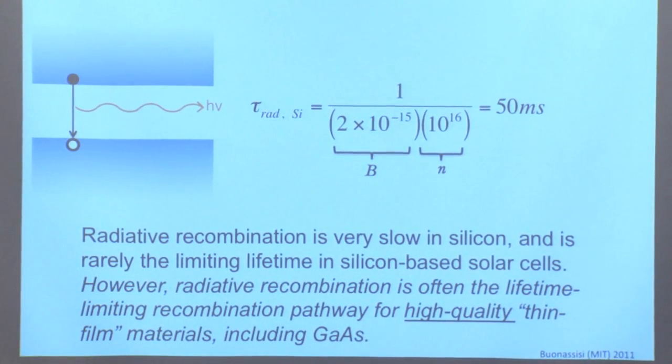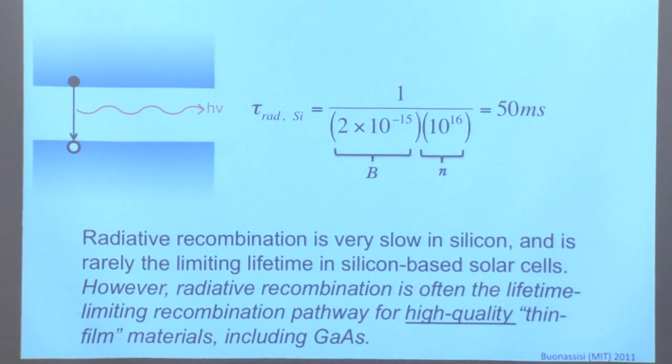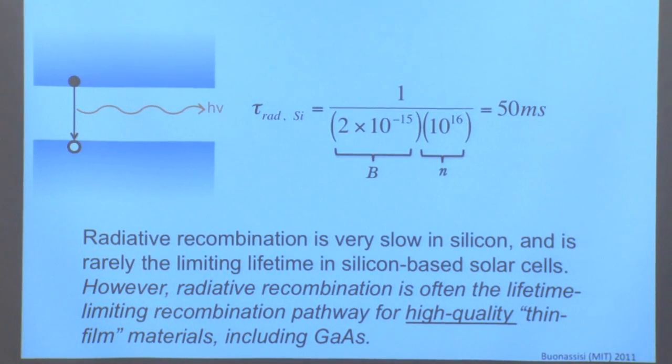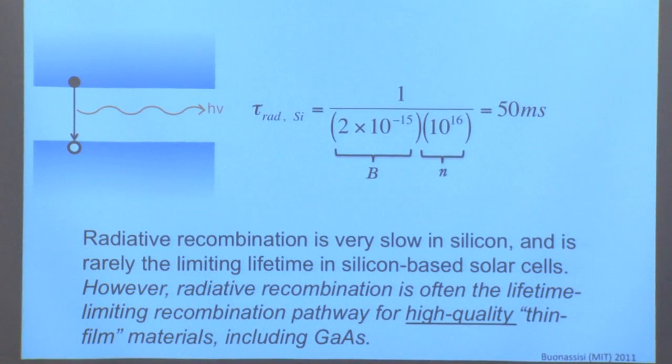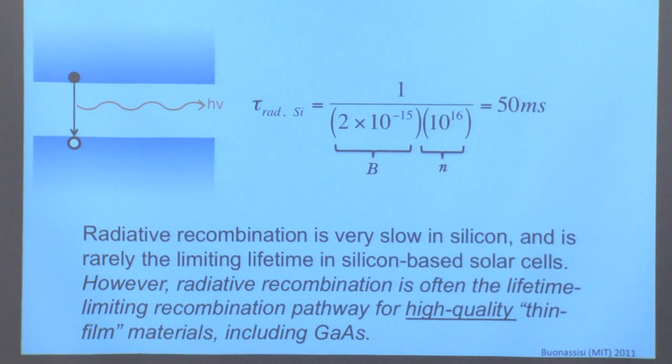However, as you mentioned earlier, it's actually a big problem in direct bandgap materials. And there are some materials where you actually want a very short radiative recombination time. For example, if you're trying to make an LED, you inject carriers using a voltage. That recombination emits photons, and then you get light. And that's basically how an LED works.